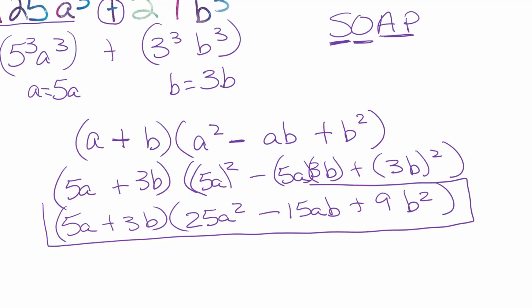So the key things to remember when you're doing this problem is how to set it up first. It's going to be a and b, a squared, ab, b squared. So make sure you get that, and then just do your SOAP to figure out what the signs are. Same, opposite, always plus. And that's all you have to do.